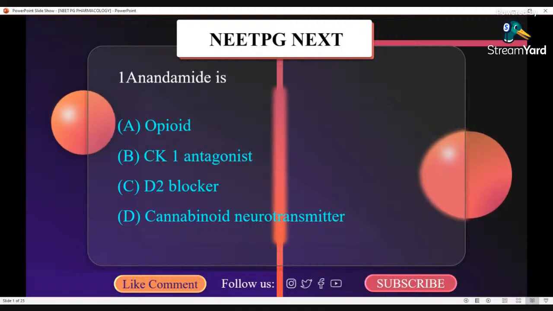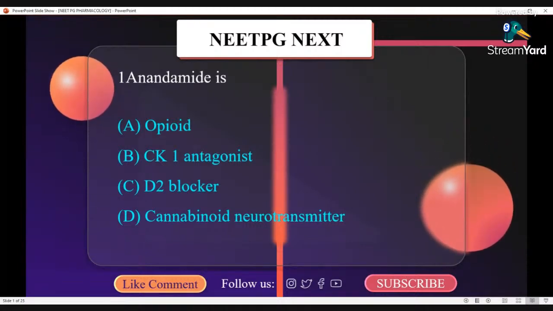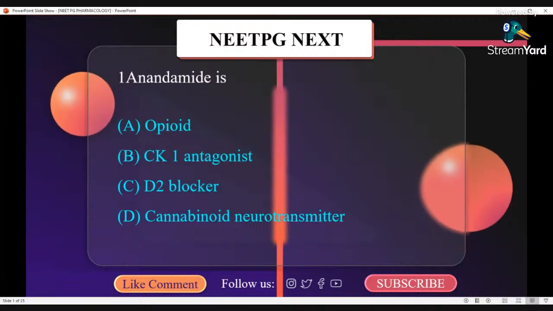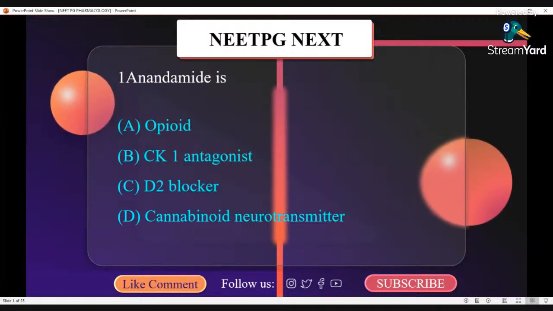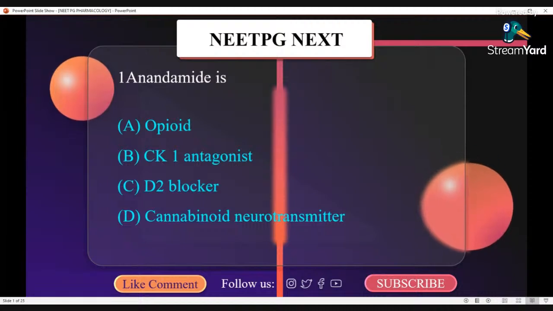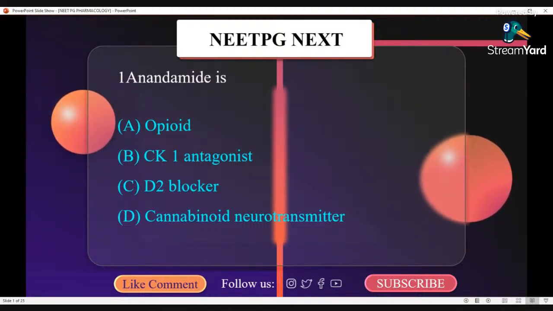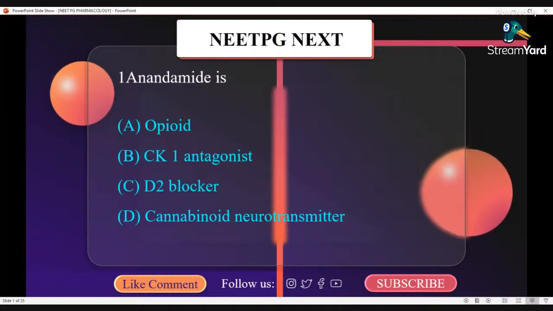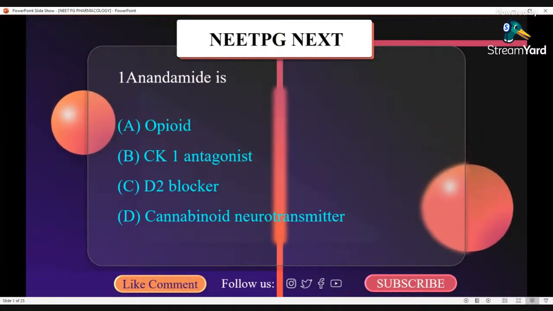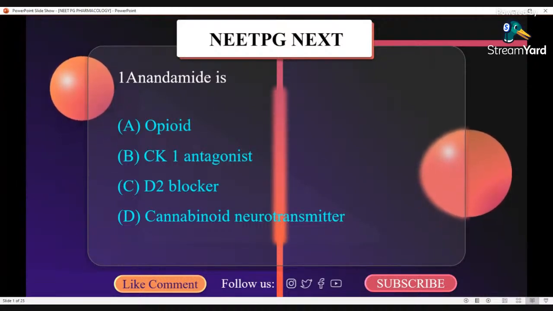Anandamide, also known as N-arachidonoylethanolamine or AEA, is an endogenous cannabinoid neurotransmitter. The name is taken from the Sanskrit word ananda, which means bliss or delight, and amide. It is synthesized from N-arachidonoyl phosphatidylethanolamine by multiple pathways.